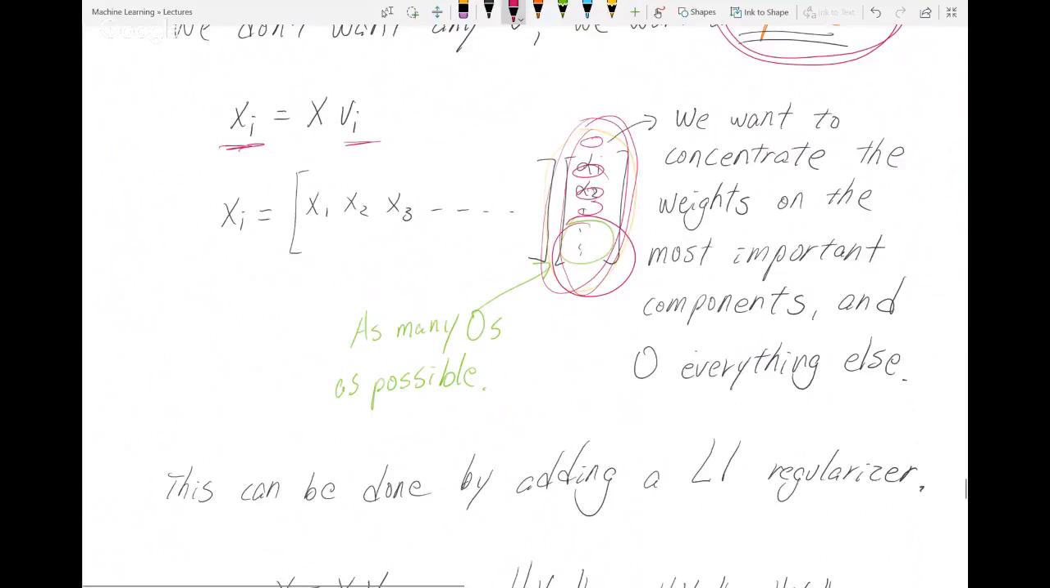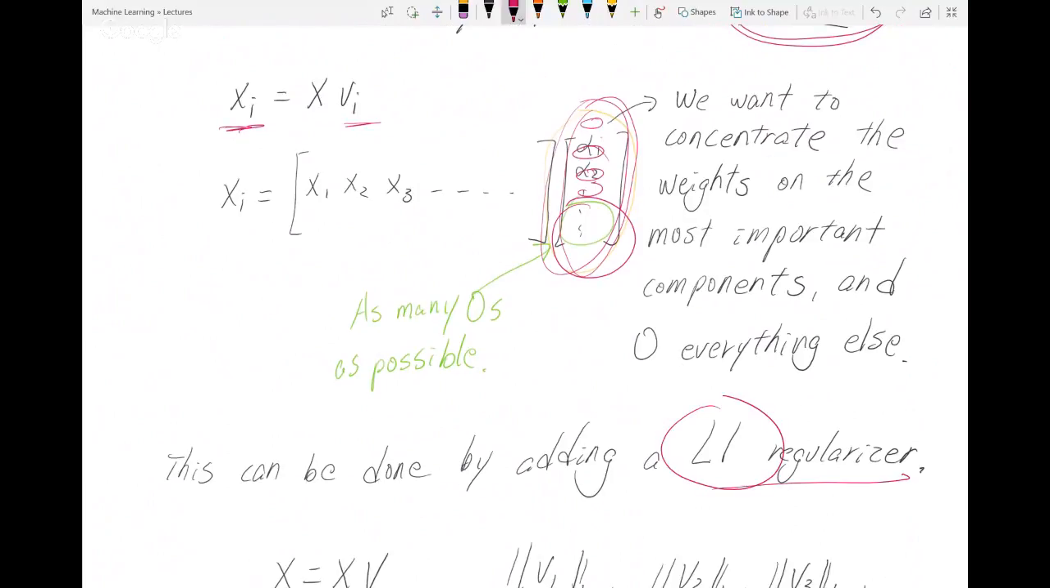And this could be done with this thing called the L1 regularizer. I don't know if I covered the L1 regularizer in my other videos. But the idea is that if you add this L1 regularizer, it essentially makes these vectors sparse.